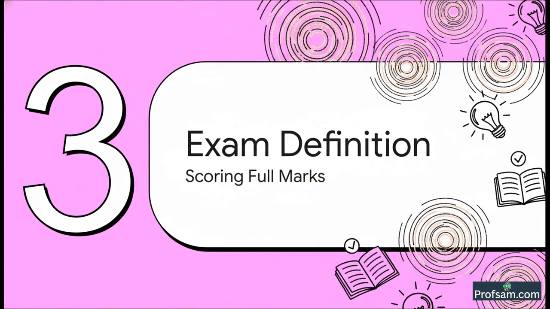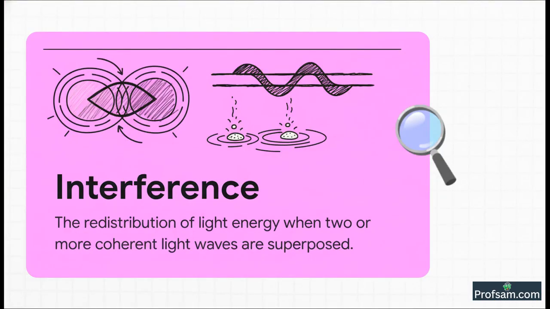Okay, so the water ripple idea is clear in your mind, right? It's a fantastic way to understand the concept. But now, for the important part, let's see how we write this perfectly for our exams to get full marks. For your exams, this is the definition you need to write. Interference is the phenomenon of redistribution of light energy when 2 or more coherent light waves are superposed. Now, superposed is just a fancy word for overlap.